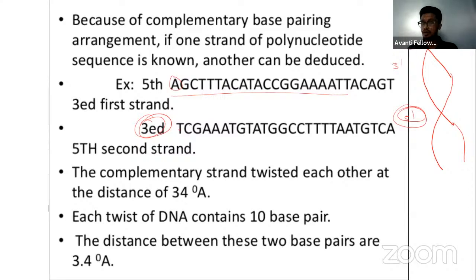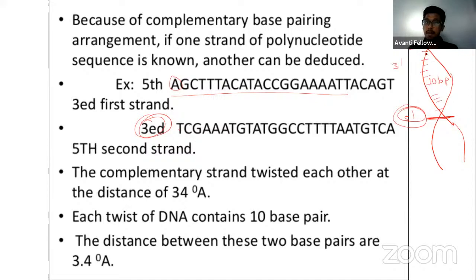Now, if you look at each turn, if I take the distance between each turn, within each turn I end up with 10 base pairs: 1, 2, 3, 4, 5, 6, 7, 8, 9, 10. So there are 10 nitrogenous bases on each strand. So there are 10 base pairs.